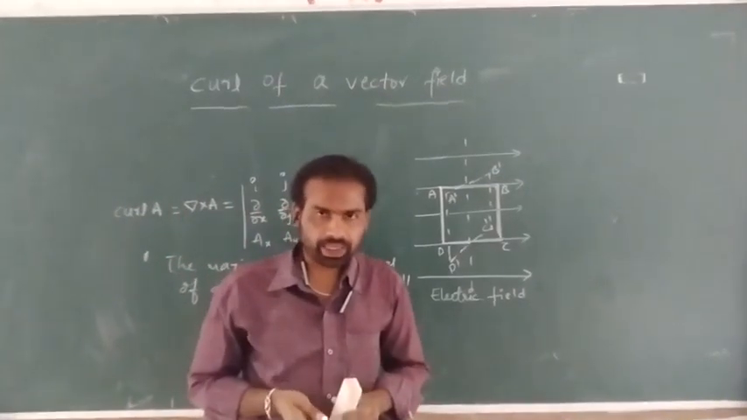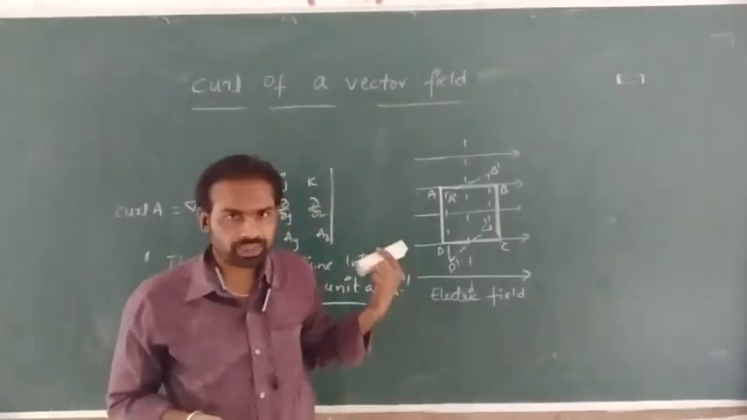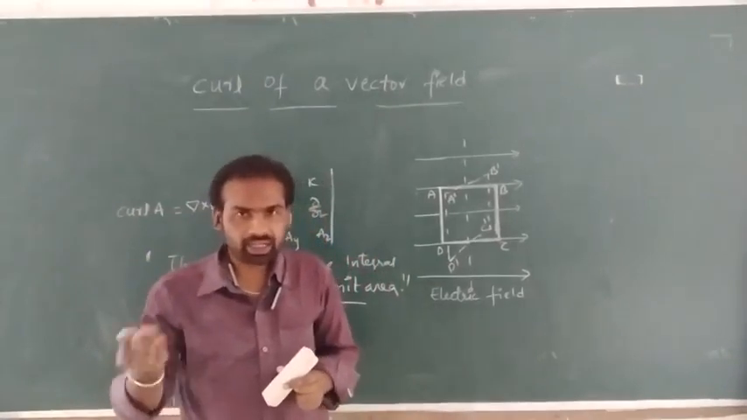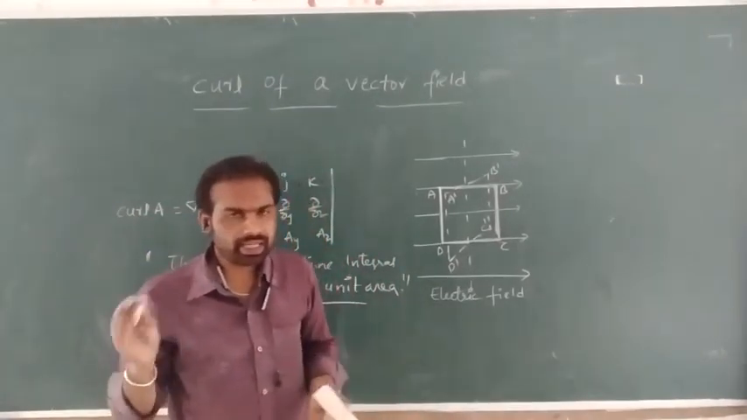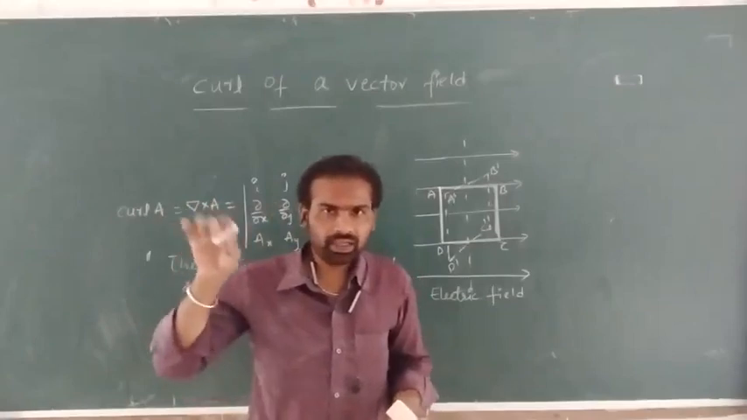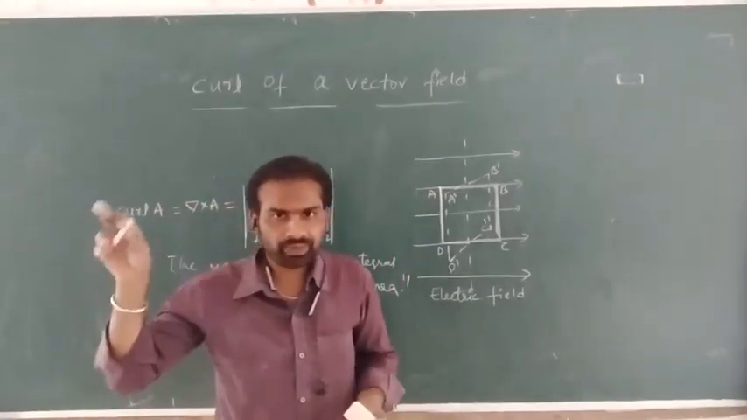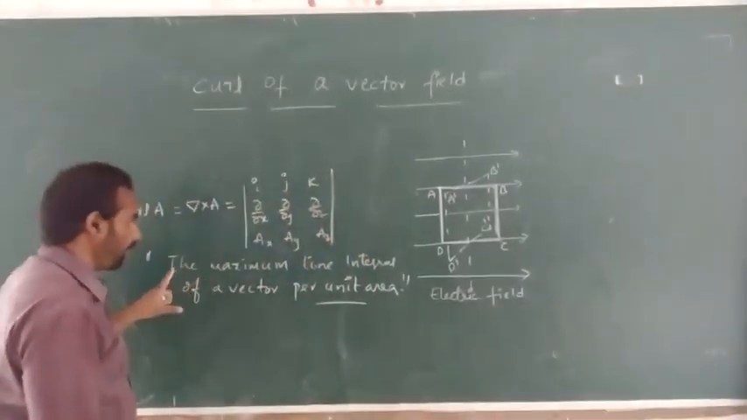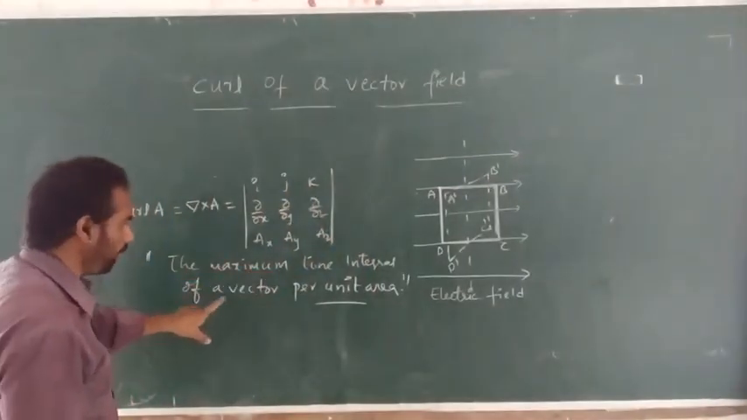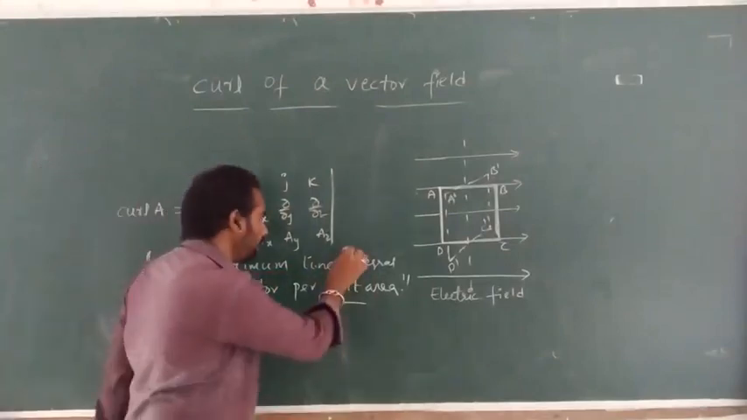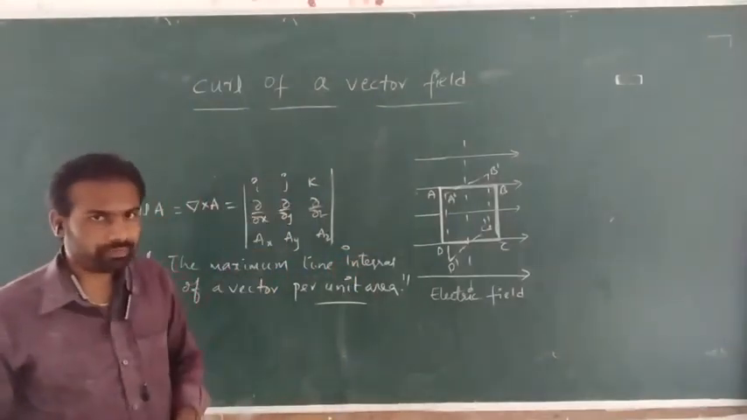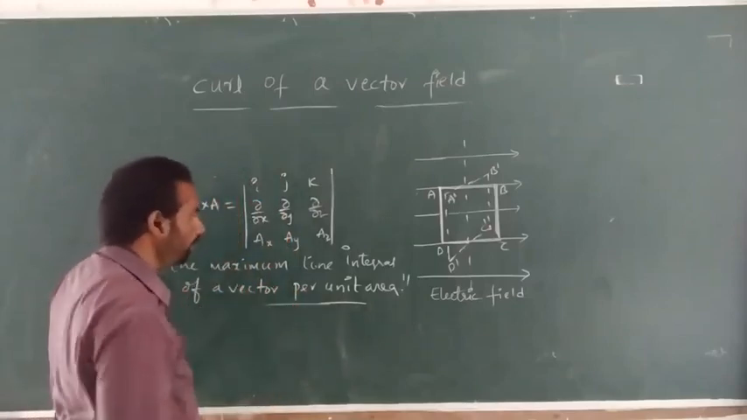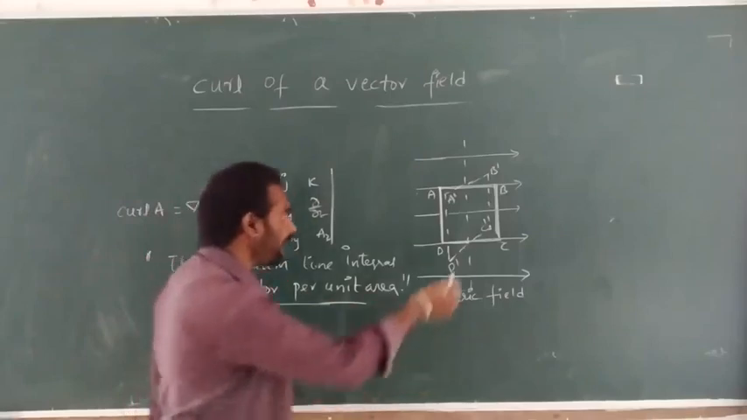The general definition of curl of a vector field is the maximum line integral. The line integral we already saw. It is simply the product of a vector field and the length. So here, the definition of curl of a vector field is the maximum line integral of a vector per unit area. First we have the definition, and we will explain this definition by using one example here.